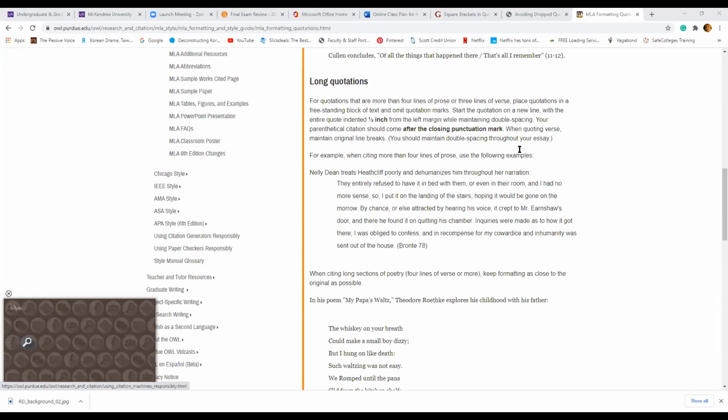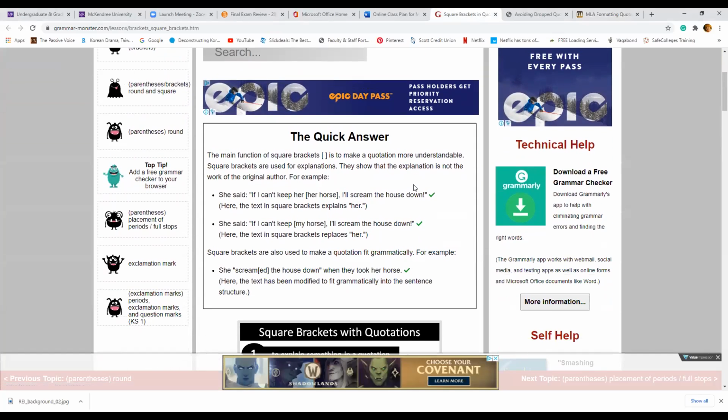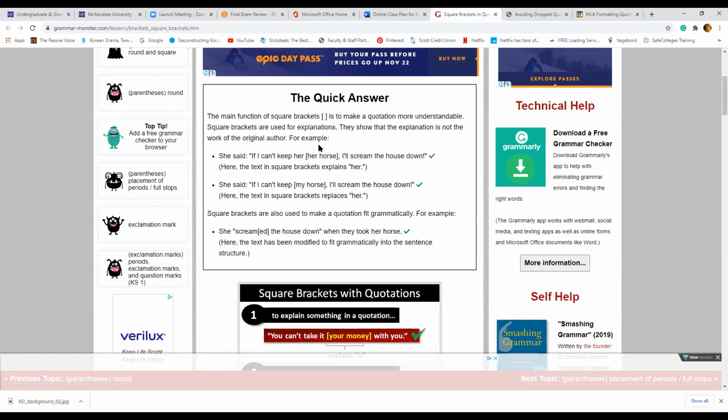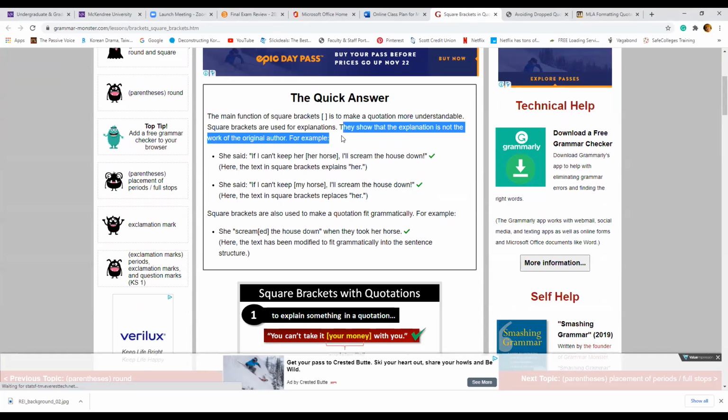Okay, and then the other tool for working with quotation marks that we've talked about are the square brackets, right? And that's when you need to add something, usually for clarification purposes. Okay. So they say we Americans call them square parentheses. But the main thing is to add something into a quote to make it more understandable. They're used for explanations. And they say this is not the work of the original author. This is something I added to make it easier to understand.